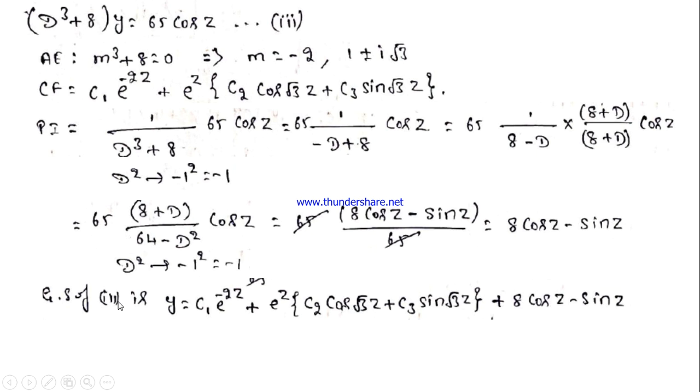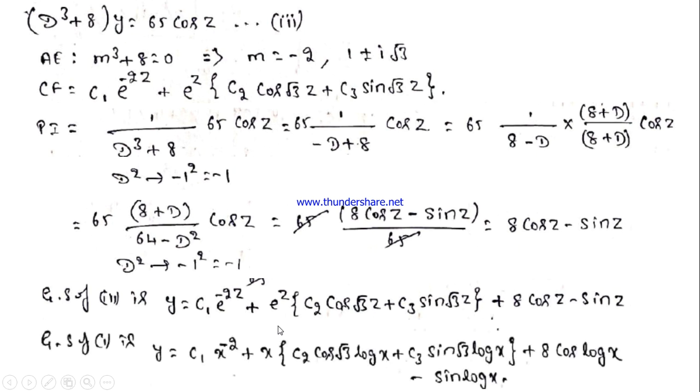As a result, my general solution is y equal to complementary function plus the particular integral. Now to write the general solution of the given equation, I need to do this: wherever z is there, replace it by log x. Wherever e power z is there, replace it by x. So that gives the general solution of the given differential equation. This is how any problem under trigonometry, under Cauchy's differential equation works.